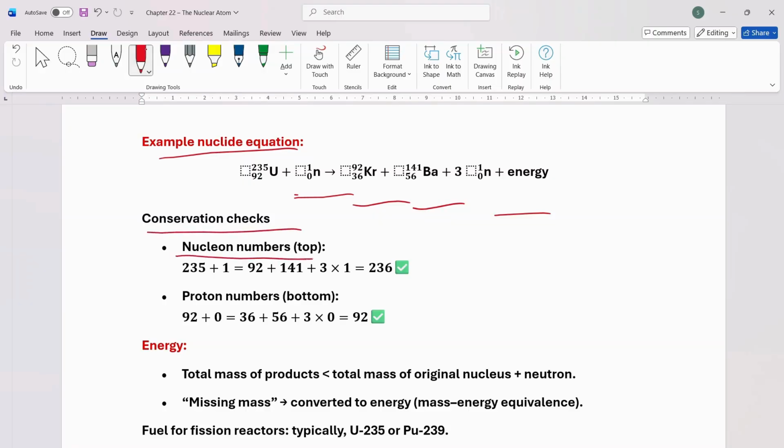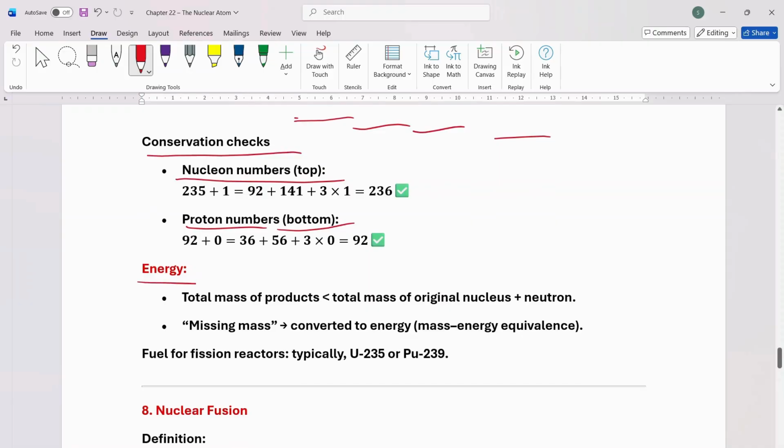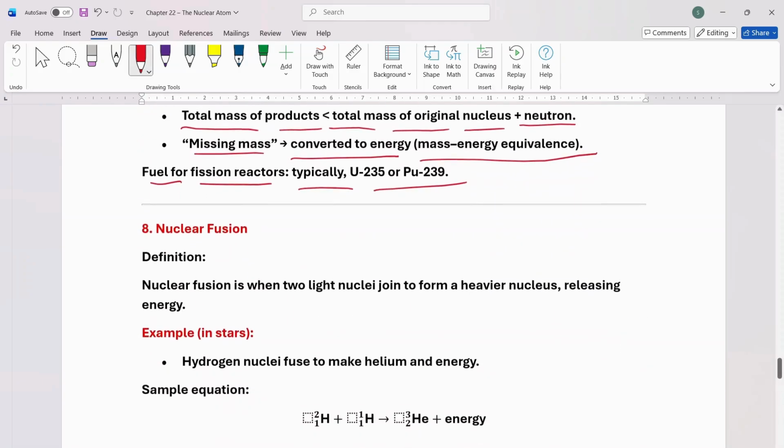Conservation checks: you have nucleon numbers, the top part, and then proton numbers, the bottom part. Next we have energy. The total mass of the products is less than the total mass of the original nucleus plus neutron. The missing mass is converted to energy, mass-energy equivalence. Fuel for fission reactors is typically U-235 or Pu-239.